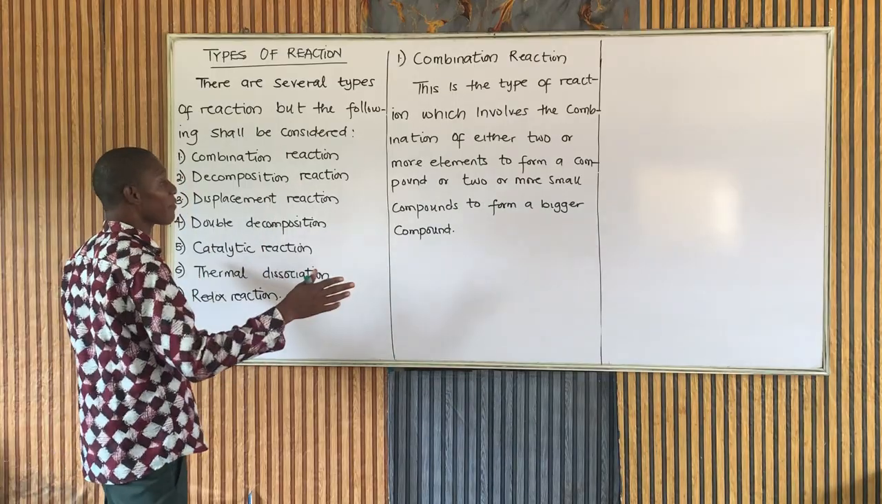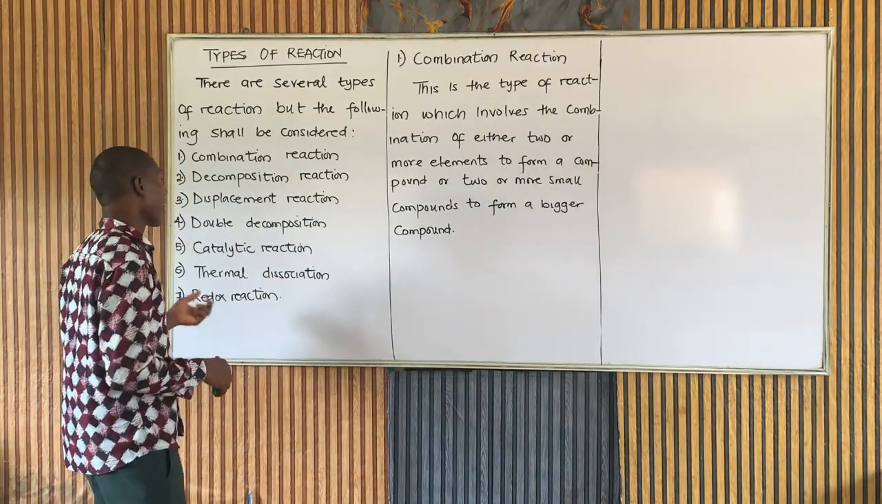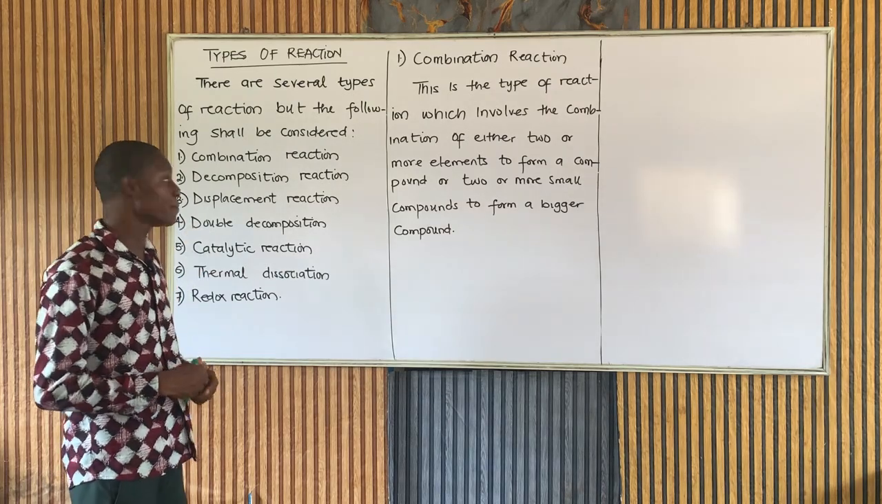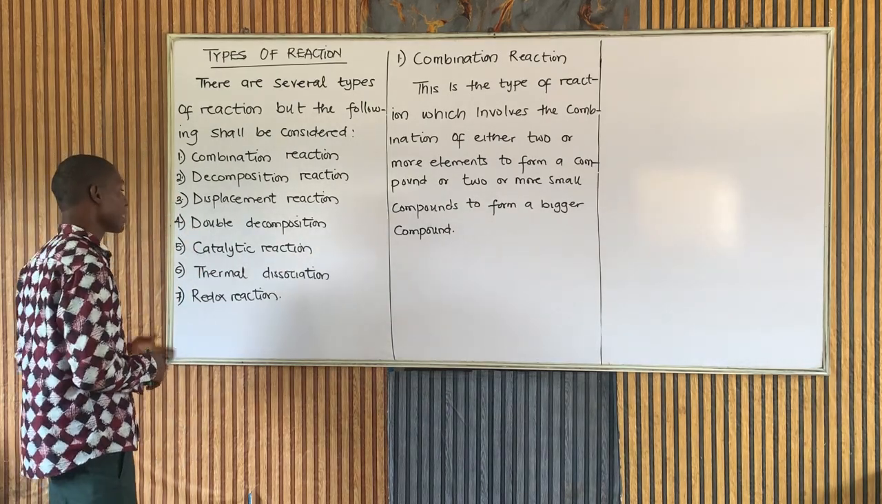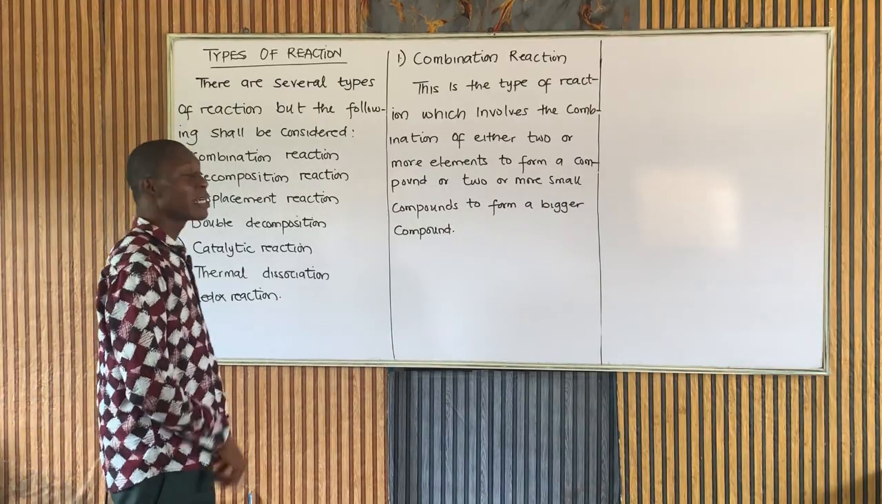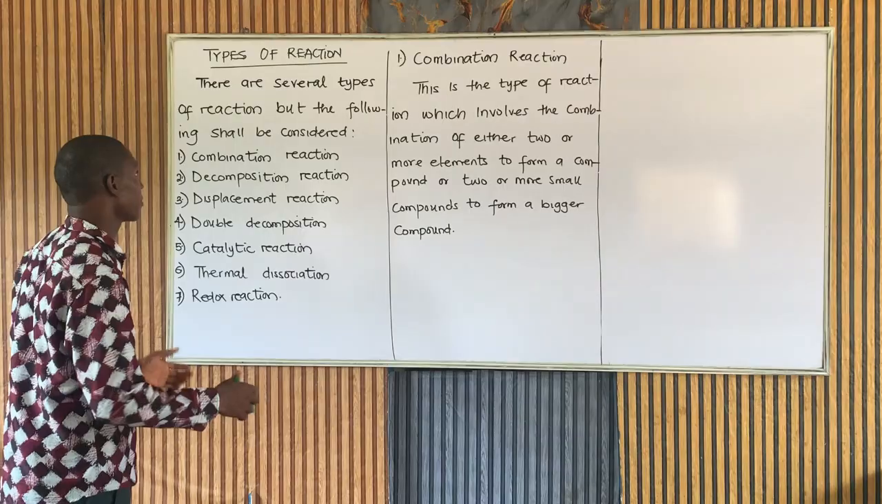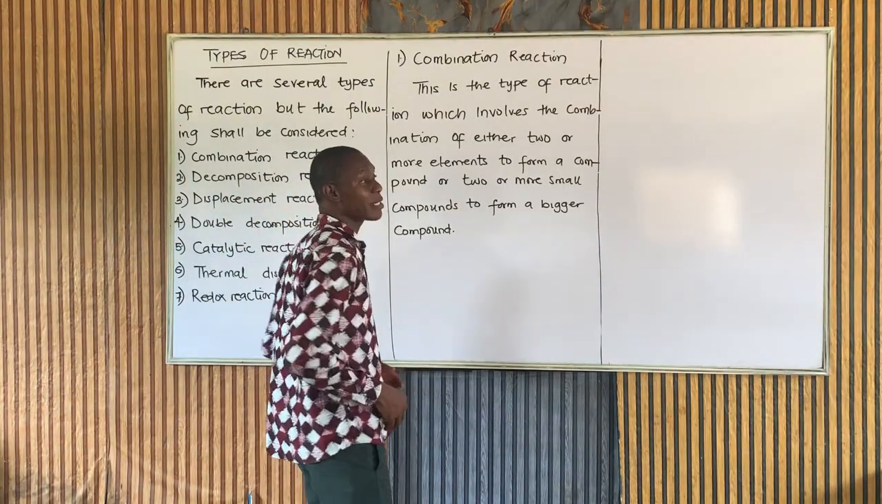Well, there are several types of reaction in chemistry, but the following shall be considered: the combination reaction, decomposition reaction, displacement reaction, double decomposition, catalytic reaction, thermal dissociation, and redox reaction. And so let's take the very first one now, combination reaction.